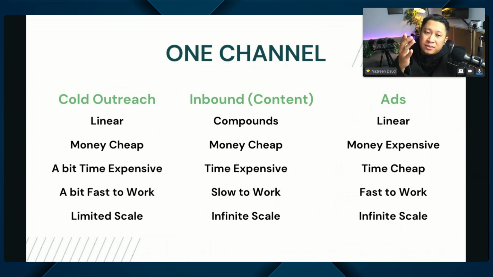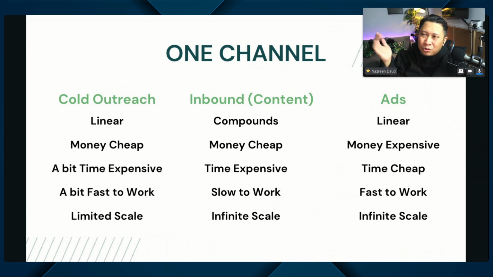If you go cold outreach, it's linear, it's cheap, but it can be time expensive. It requires a lot of time. But it's fast to work once you close them, though it's quite limited in scale unless you hire more people to do cold outreach. For inbound, it's just doing content. It's compounding, it's cheap, but it's time expensive because it definitely requires your time and thought process to build content. It's a bit slow to work because it requires a phase of time for you to actually get awareness from your audience or followers. Does that make sense? I don't know, but that's probably what it is. And it's infinite scale. You can do as much as possible.